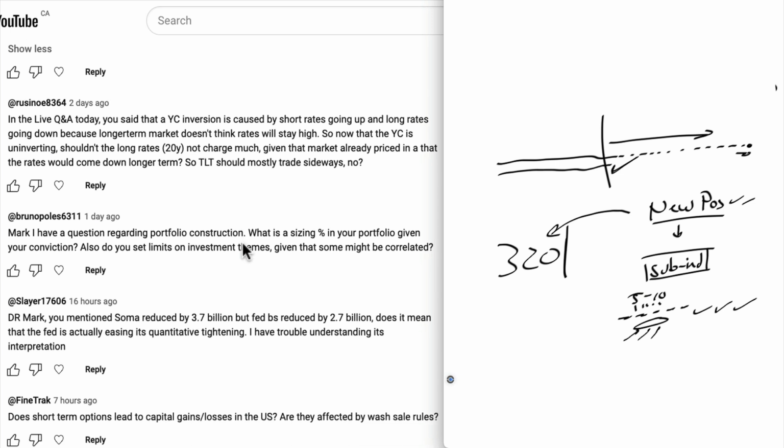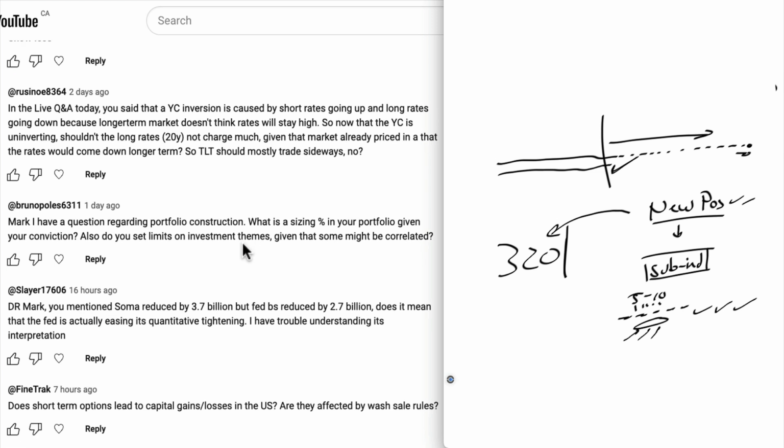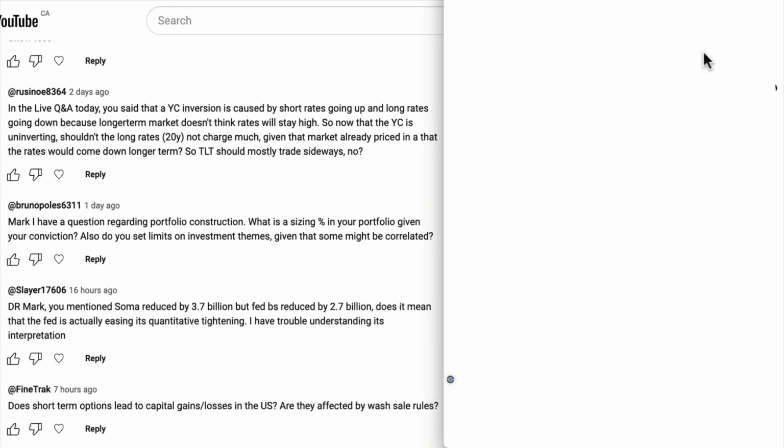In live Q&A today, you said yield curve inversion is caused by short rates going up, long rates going down, because the longer term market doesn't think rates will stay high, or they believe that inflation will get crushed, or that growth will get crushed. So now that the yield curve is uninverting, shouldn't the long rates not change much, given that the market already priced in that? The long rates aren't changing that much. And last week, the 30-year, I think the 20 and the 30 didn't change at all.